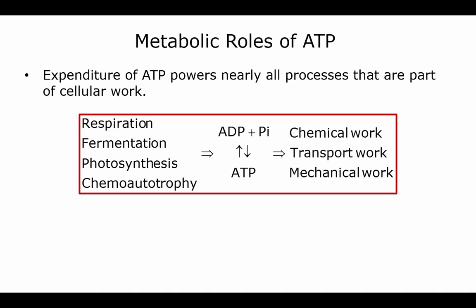The reason the cells need energy is because most of the things the cells do require energy, and so it has to be ATP. Cells need it for respiration, for fermentation, for photosynthesis, and they use it for chemical work, for transport work, and mechanical work.